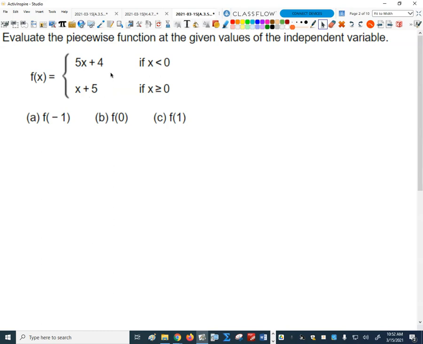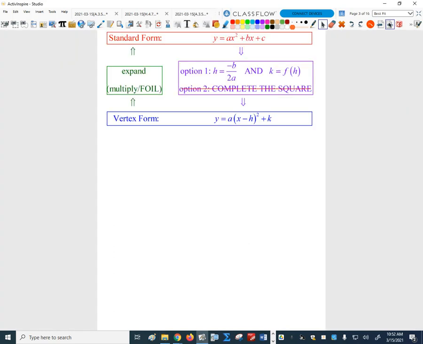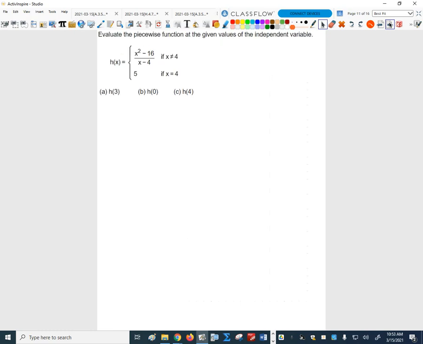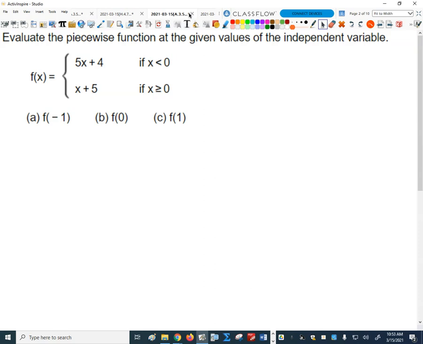How do we go about evaluating this? I want to check something. Are you guys sure we didn't? Man, I thought for sure we did that. No, we didn't. How about that? Okay, all right.